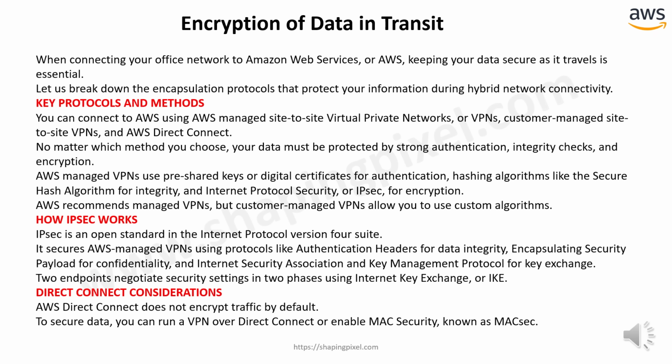AWS Direct Connect does not encrypt traffic by default. To secure data, you can run a VPN over Direct Connect or enable MACsec, known as MACsec. Understanding these protocols ensures your data remains confidential, integral, and authenticated as it moves between your network and AWS.